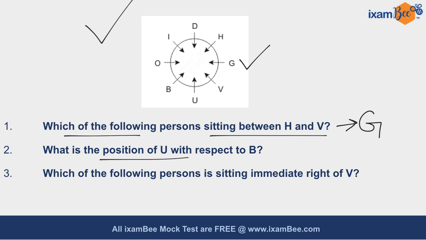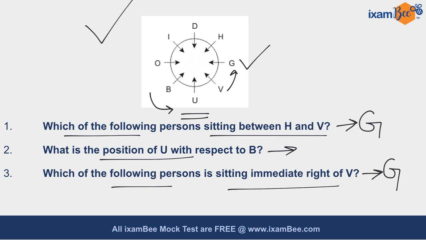What is the position of U with respect to P? Clearly, U is sitting to the immediate right of P. So the correct answer is immediate right. Which of the following persons is sitting immediate right of V? Clearly G is sitting to the immediate right of V, so G is the correct answer.